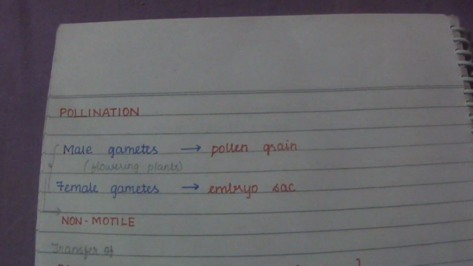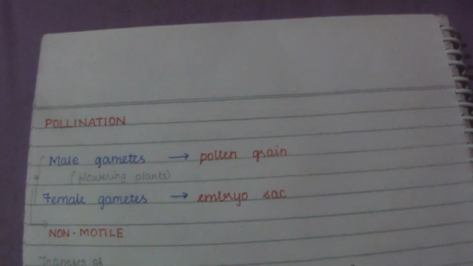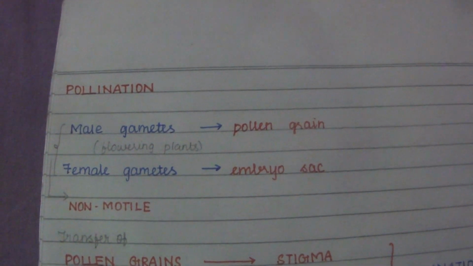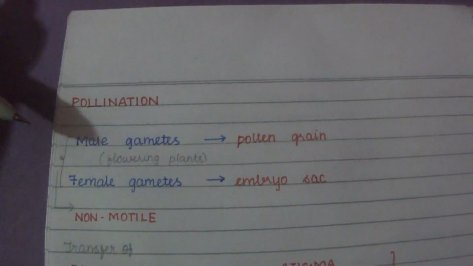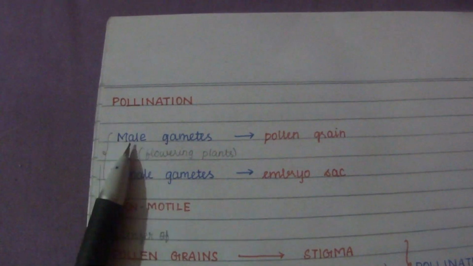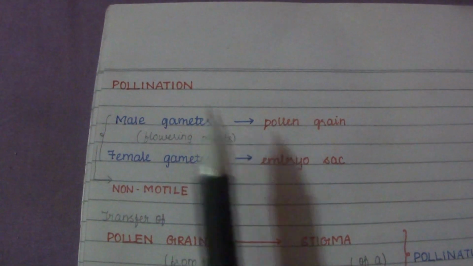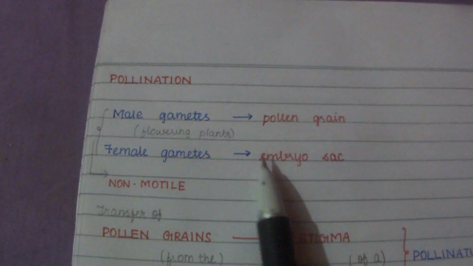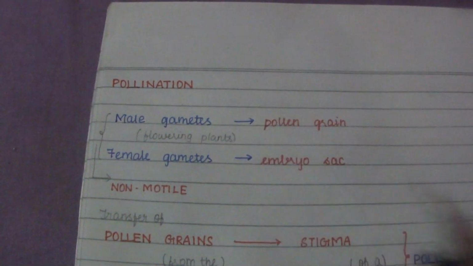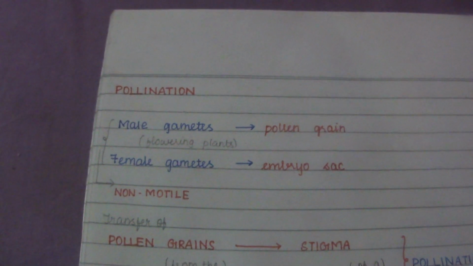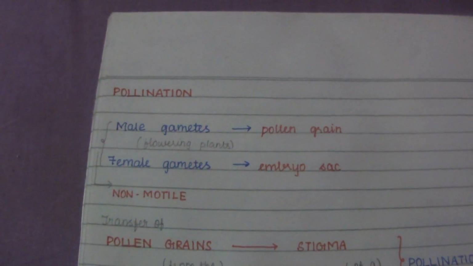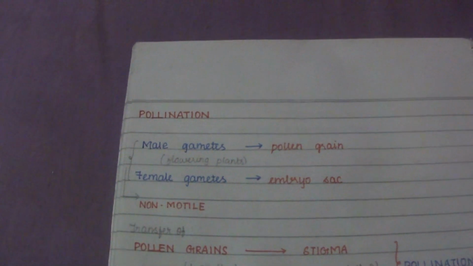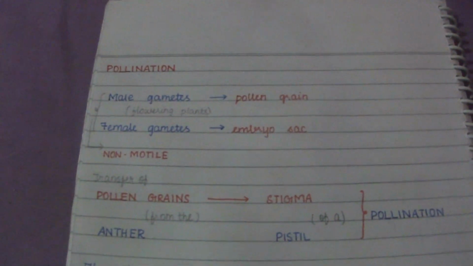So hello friends, in this video we are going to deal with the topic pollination and kinds of pollination. We have already learned that the male gametes of the flowering plants are produced in pollen grains, whereas the female gametes are produced in the embryo sac. These two gametes of the flowering plants are non-motile, that is, they are stationary.